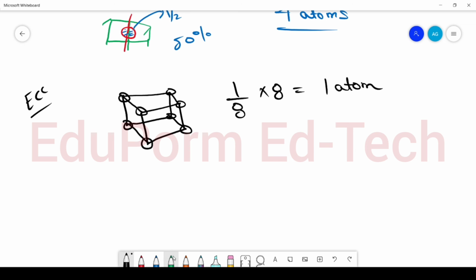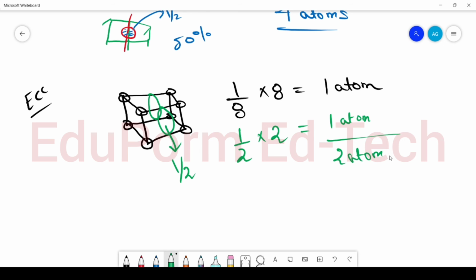And other than this, only two opposite faces consist of one atom or one lattice point, and the contribution of a lattice point present at a face is 1 by 2. So we get 1 by 2 multiplied by 2, as there are lattice points or atoms at only two opposite faces. So we get one atom contributed from the faces. In total we have 2 atoms per unit cell.